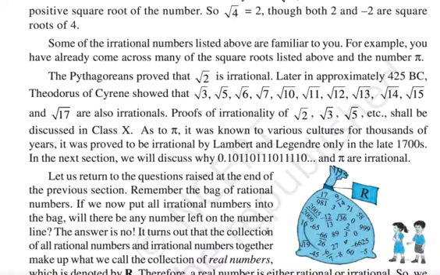As to pi, it was known to various cultures for thousands of years. It was proved to be irrational by Lambert and Legendre only in the late 1700s. In the next section, we will discuss why root 2 and pi are irrationals, why these two numbers are irrationals.